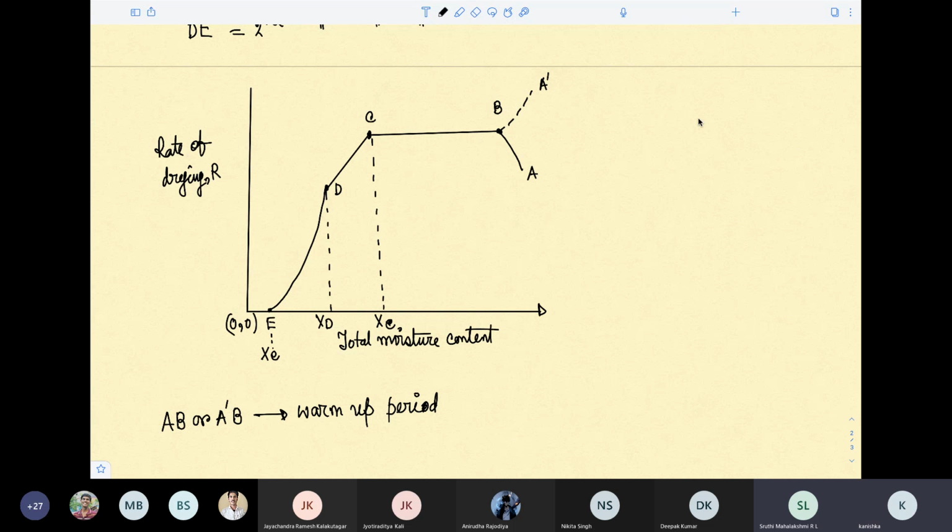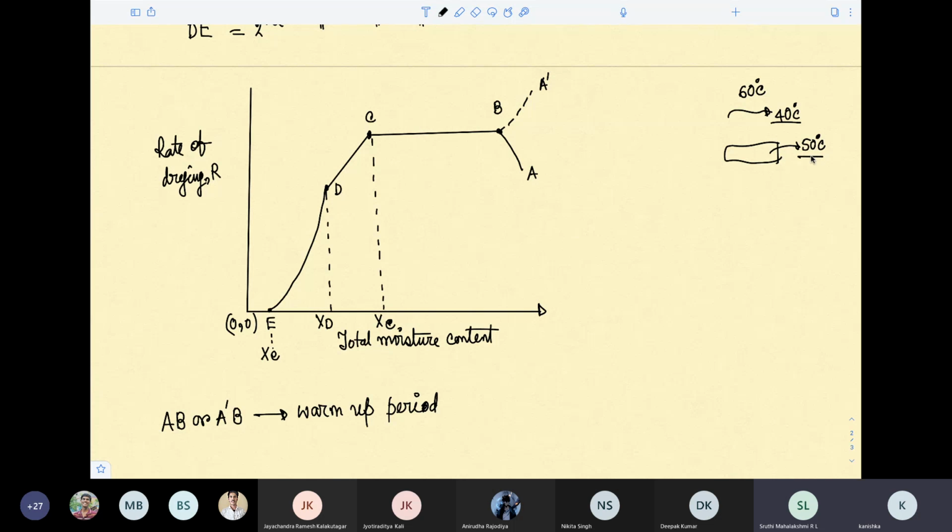Now why here do we have A and A prime? Suppose your food has an initial temperature of, let's say, 50 degrees C. Now your drying air, you can use either 60 degrees C or 40 degrees C, hot air. It depends on the type of food we are using. If you have a very heat sensitive food product, then usually go for the lower temperature. If it is not that heat sensitive, we go for 60 degrees C.